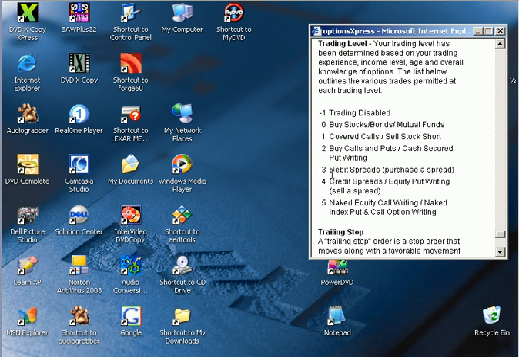And level 3, you see where you can do double spreads, which is a calendar spread. A calendar spread is a double spread, okay? And so now you definitely need to be at level 3 before you can do a calendar spread, because a calendar spread is a double spread. And level 4, you can do credit spreads, and you can actually sell puts and actually sell spreads. And level 5, you can actually do naked call writing and naked put writing, okay?